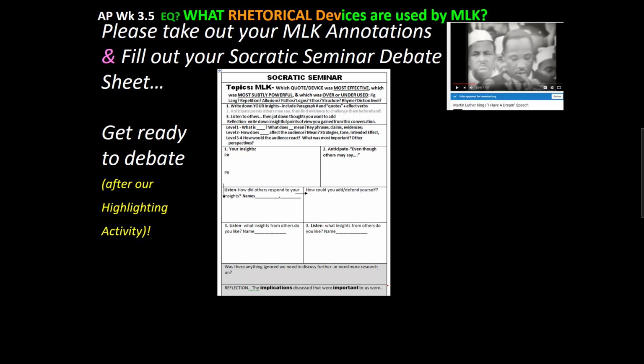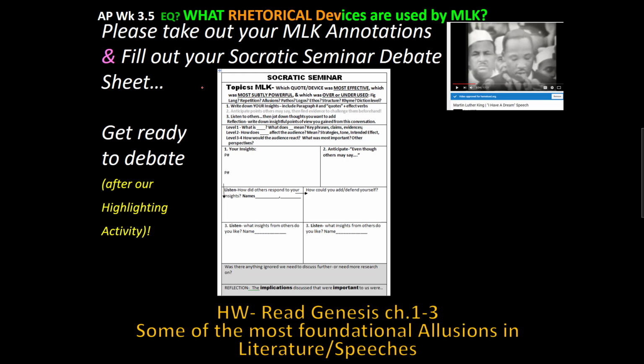Okay, so as we got to day 5, students were supposed to show me their introductions or hooks that they created for their rhetorical précis, and they were supposed to fill out their Socratic seminar, asking certain questions on what was the most effective, powerful, or over- or underused device by Martin Luther King in his speech.